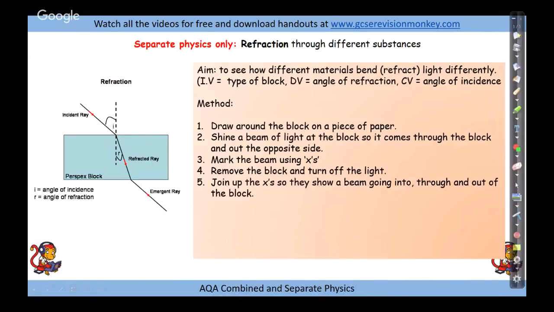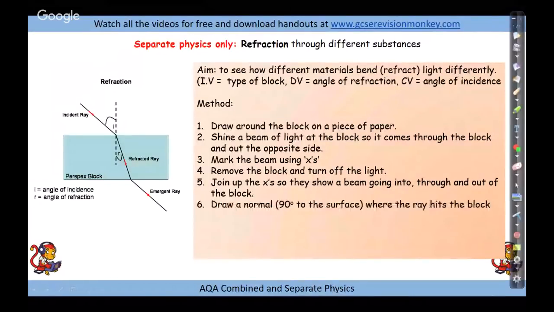Join up the X's so they show a beam going into, through it, and out of the block, just like we've got here. Now, obviously, you're not going to have any X's in the middle. You've just got to join up where the lines go in and come out. You've got to then draw a normal using a protractor at 90 degrees to the surface where the ray hits the block. That's our imaginary line and goes into the block all the way there.